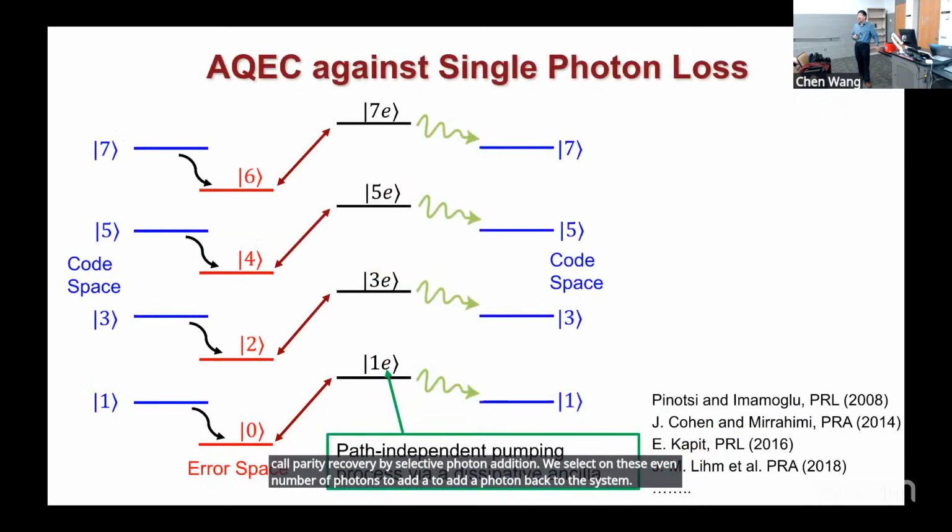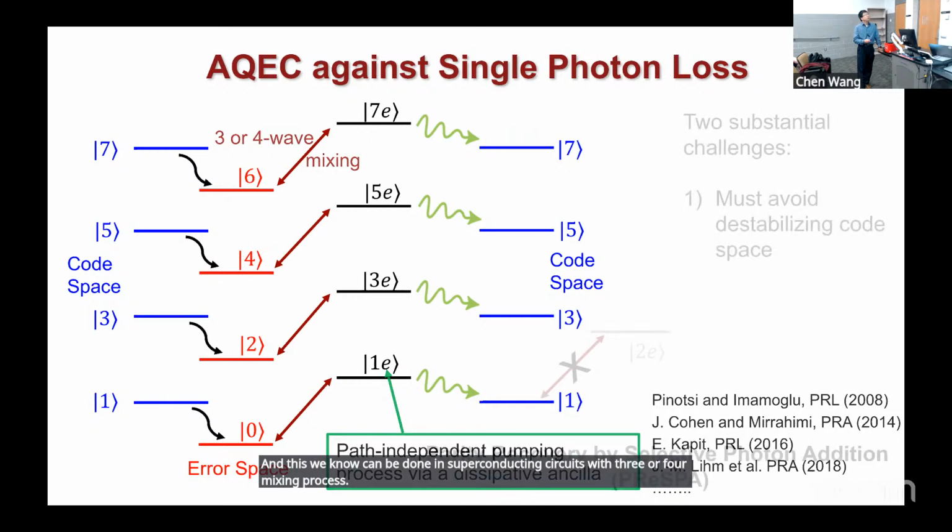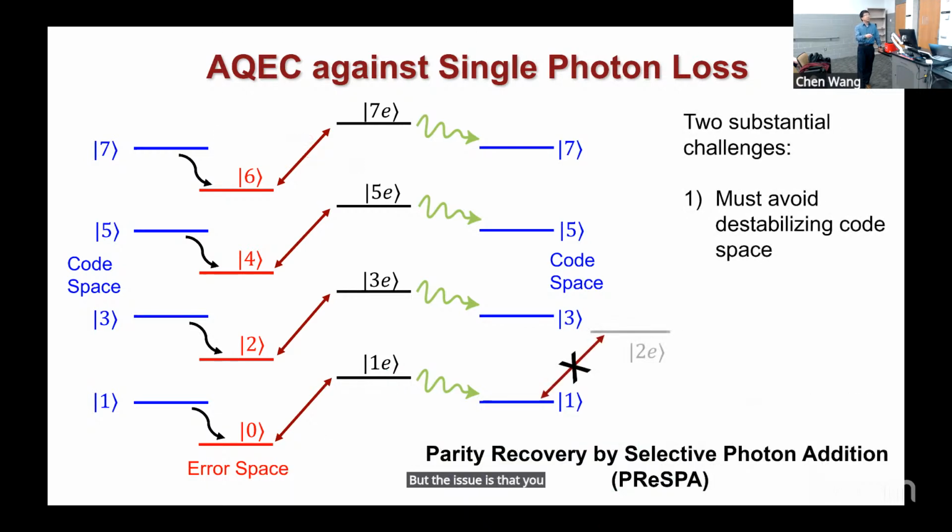So how do we engineer dissipation? In general, you're looking at some kind of optical pumping process, right? So this is a diagram where, if you can add a photon while exciting some kind of dissipative ancilla, which doesn't like to live in these metastable states, then you can go through some kind of optical pumping path to add a photon to the system. And this we know can be done in superconducting circuits with 3- or 4-wave mixing processes. But the issue is that you must avoid destabilizing the code space. You want to really make sure that the 0, 2, 4, 6 are the unhappy states, but the 1, 3, 5, 7 are happy states, right?